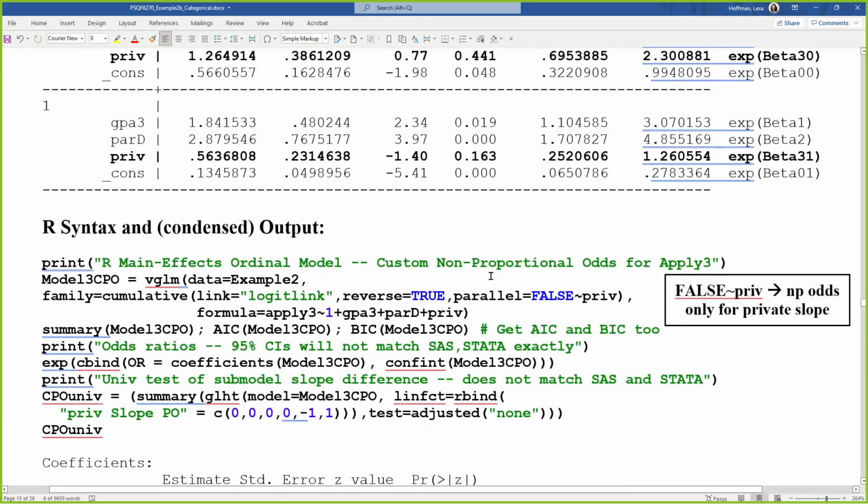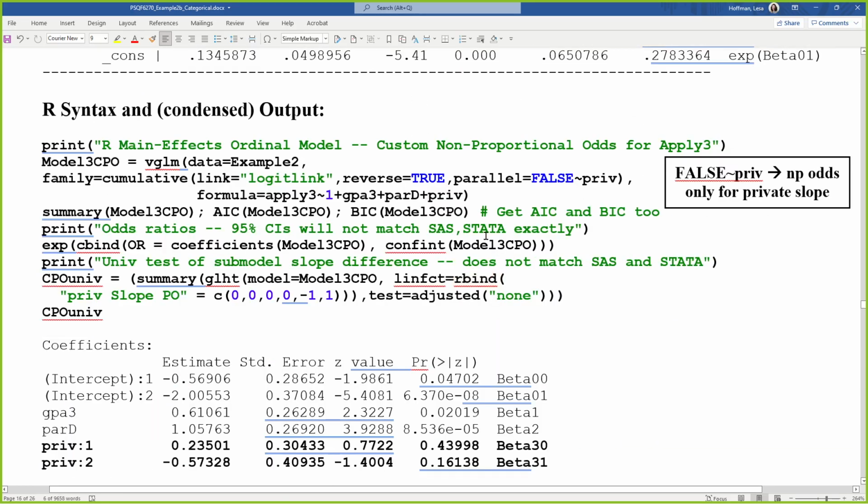And last but not least, in R, parallel equals false, squiggle, variable name. I had a student in the other class ask last week why we had to put squiggle in here. And I said, because equal was already taken. That's why. This is a tilde, as far as I know, right?